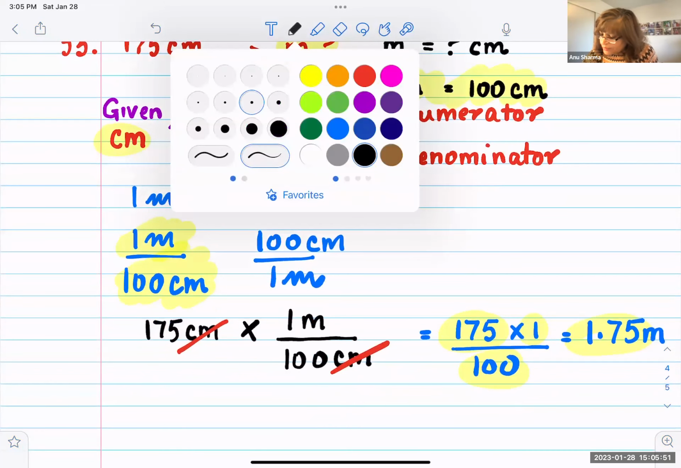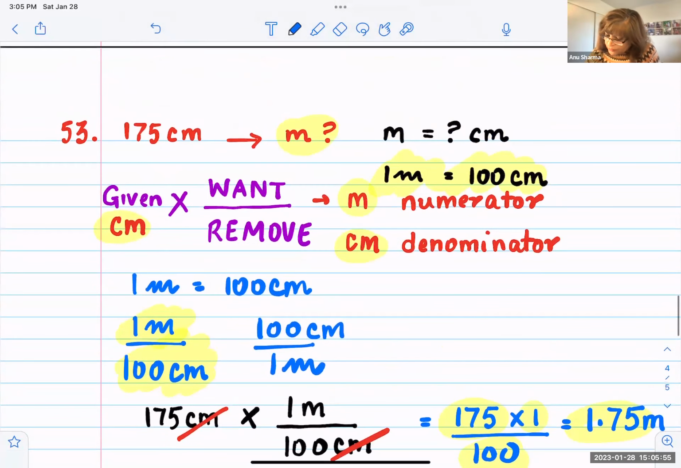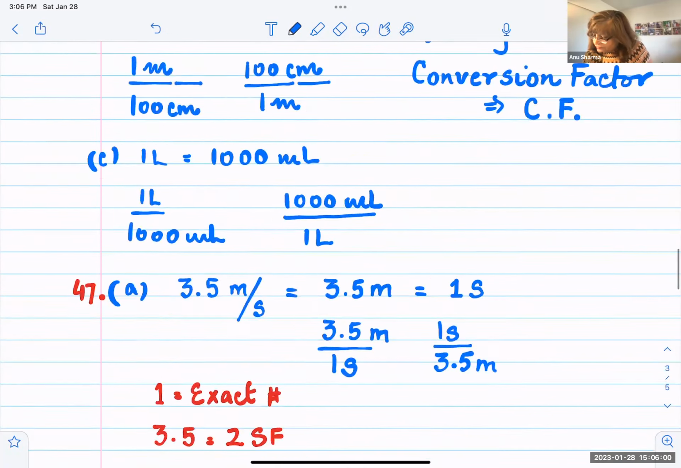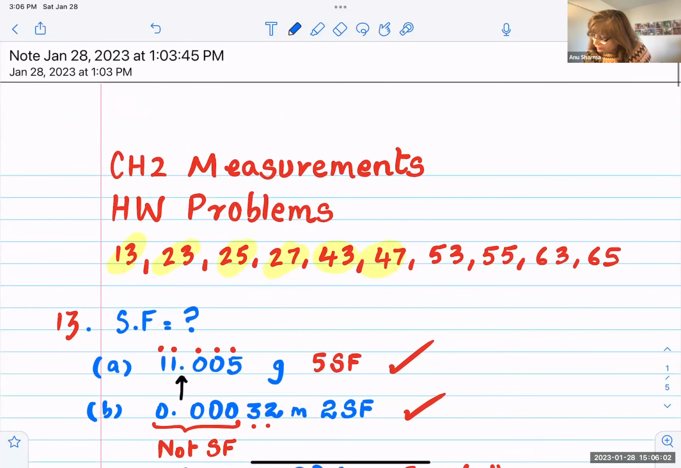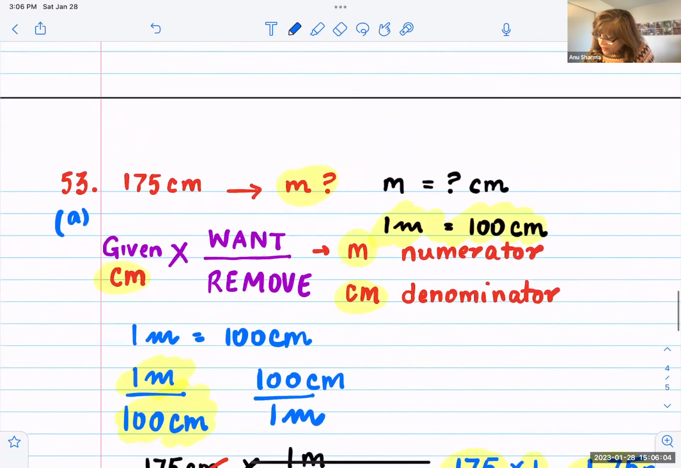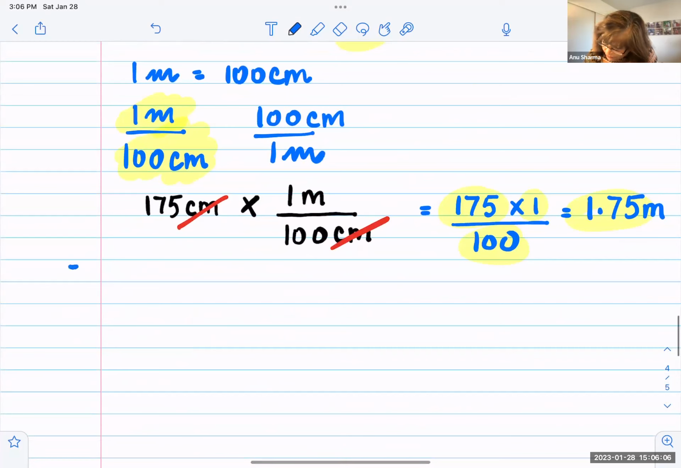Similarly you will do the other ones. I'm going to leave the other questions for you to do, but this was 53A. Now the next question is 55. Let's look at 55.